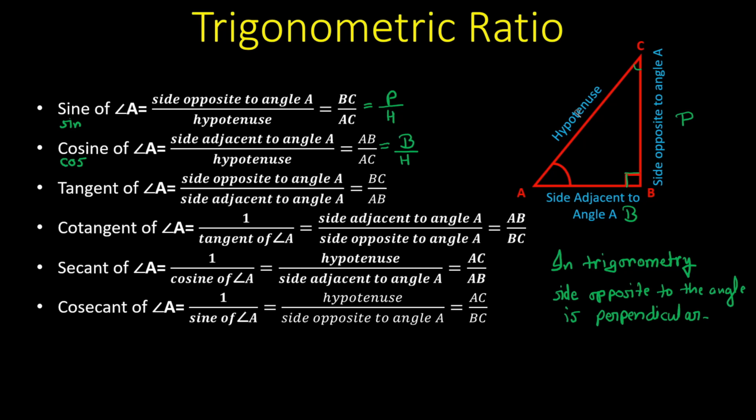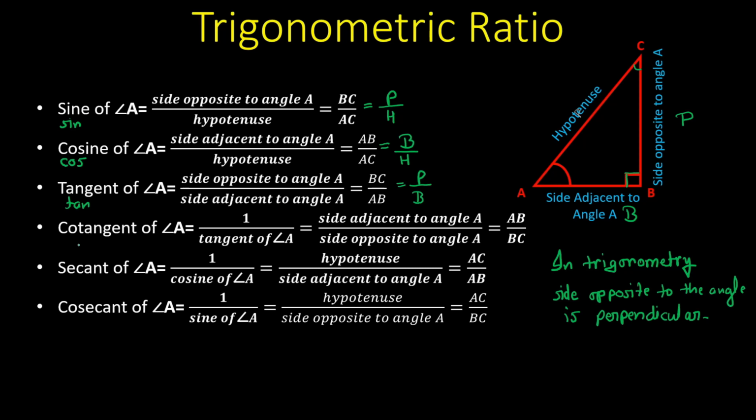And tangent of angle A. For tangent we use tan for solving questions. Tan of angle A is side opposite to angle A upon side adjacent to angle A. Means side opposite to angle A, which is BC, is perpendicular, upon the side adjacent to angle A, AB, which is base. Perpendicular upon base.